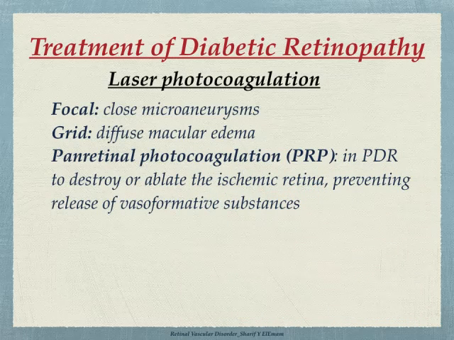And in some patients, we have to do a pan-retinal photocoagulation, which is what PRP stands for. PRP is a special technique using laser photocoagulation, which we use in patients who have proliferative diabetic retinopathy, or PDR. This treatment aims to destroy or ablate the ischemic retina, thus preventing the release of the vasoformative substances, which can lead to the formation of new vessels, which furthermore can lead to vitreous hemorrhage, subhyaloid hemorrhage, tractional detachment, or neovascular glaucoma.